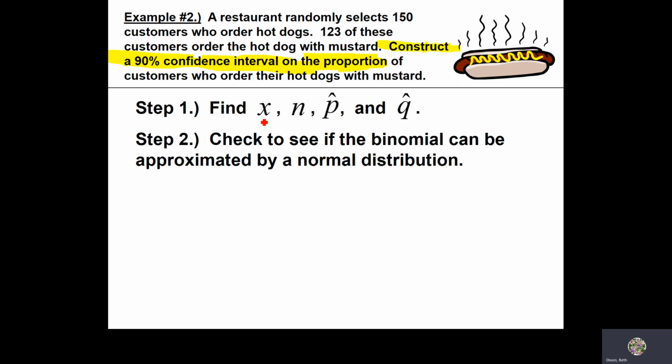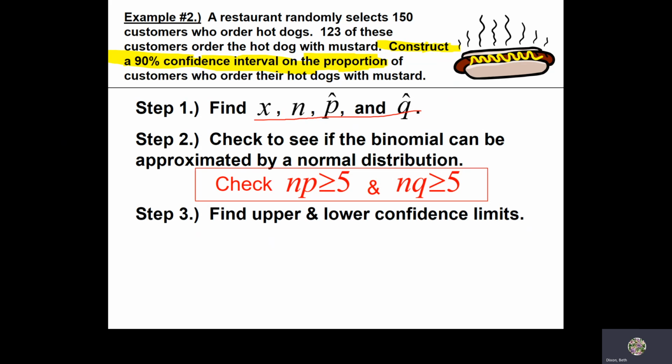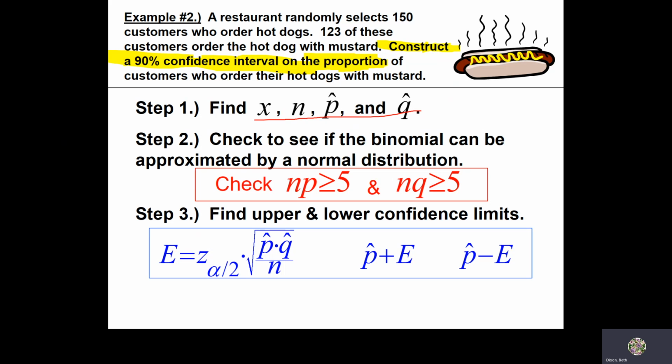Now I'm a pen. So we need to find X, N, P hat, and Q hat. Then step 2 will be to check to see if the binomial can be approximated, and we will use n times p greater than or equal to 5 and n times q greater than or equal to 5. Step 3, we will find the upper and lower confidence limits by first finding the error and then adding the error to our p hat and subtracting it. And step 4, we will write a sentence for our answer.